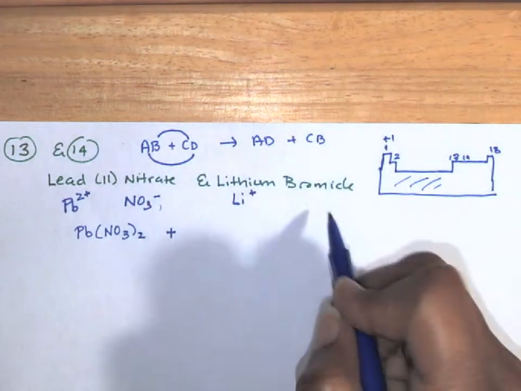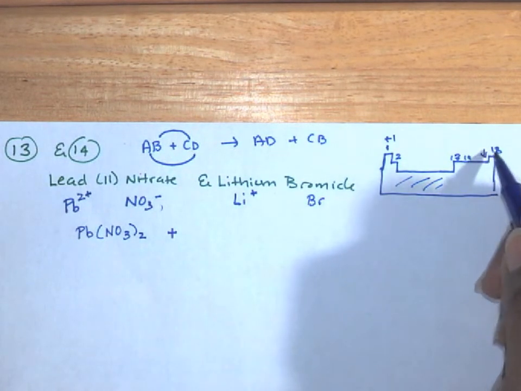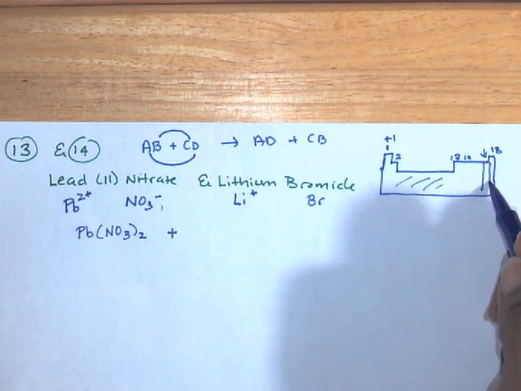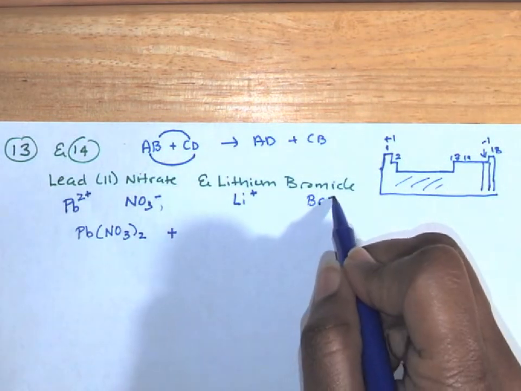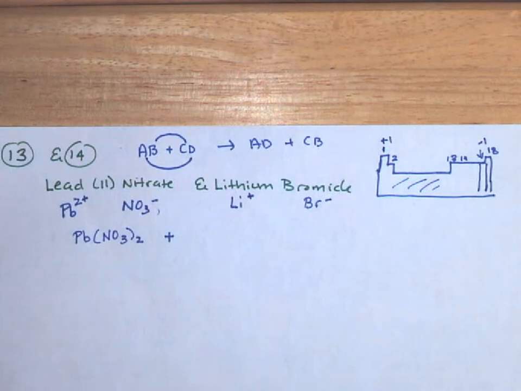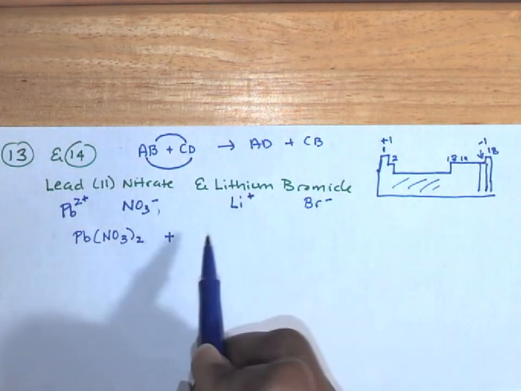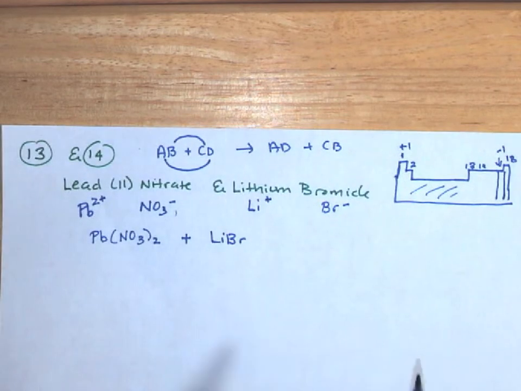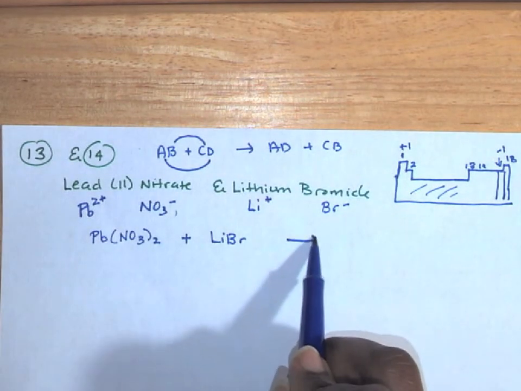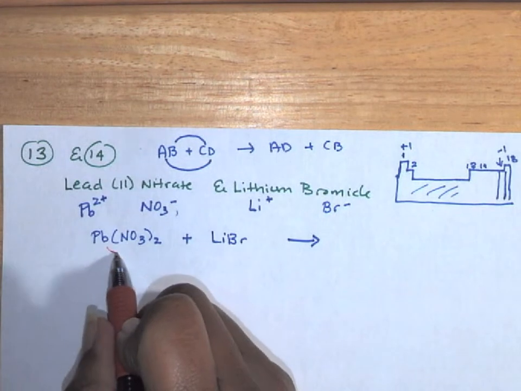Now bromide, Br. If you look in the periodic table, it's in group 17, which is right here, the second to last or penultimate group. That group has a -1 charge, so bromine has a -1 charge. So for the chemical formula, I just need one of each for the overall charge to be 0. +1 and -1 gives me 0, so LiBr. Now that I have my chemical formulas, I can go ahead and switch them to get my products.